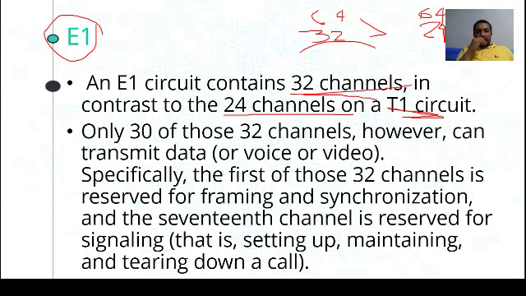But the concern here is that you can only use about 30 channels. Because 2 of your channels are being used for framing and synchronization. But if the service provider provides equipment at the office, another channel would be lost. That would be for them as well. So around 29 channels are what you would use on this E1 link. Okay?